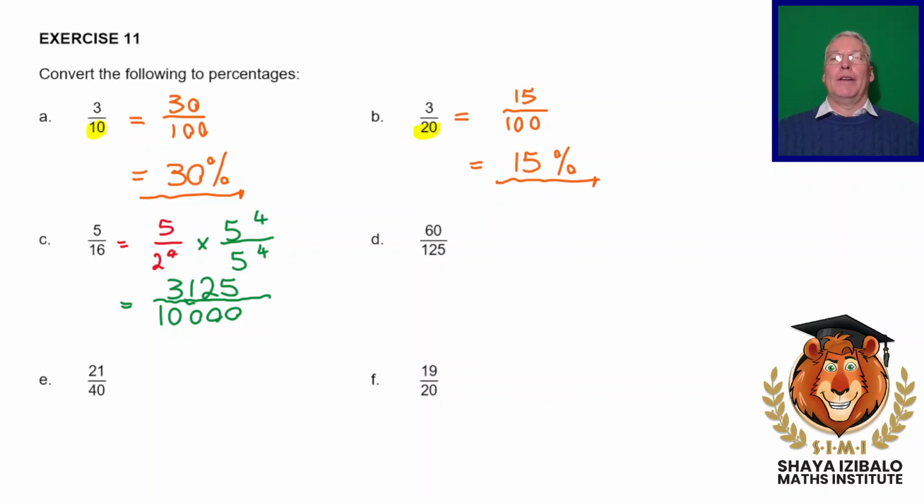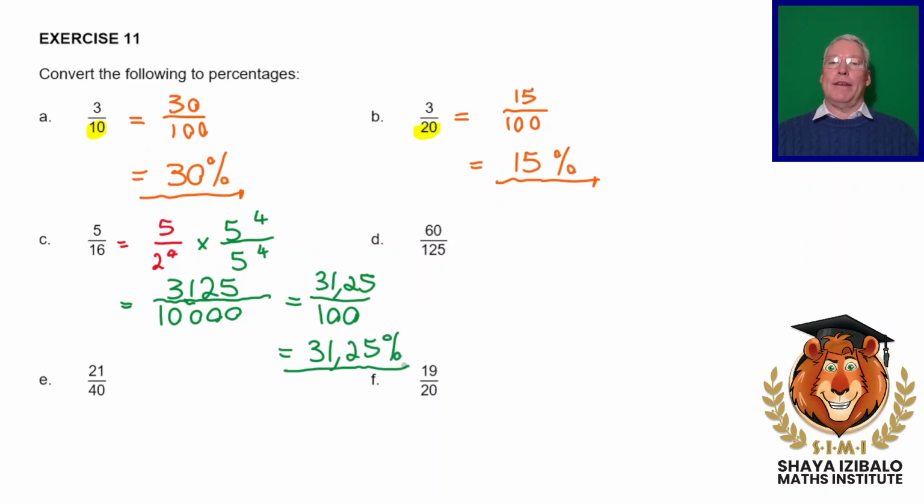Now 3125 over 10,000. To get this to hundredths, we're going to divide the bottom by 100, and that will leave us with 100. And we're going to divide the top by 100. So we're going to move that decimal place 2 times, and we actually get 31.25. So 5 out of 16 is actually 31.25%. We wouldn't expect you to be able to do that without a calculator, but it's important to understand how the numbers are put together.